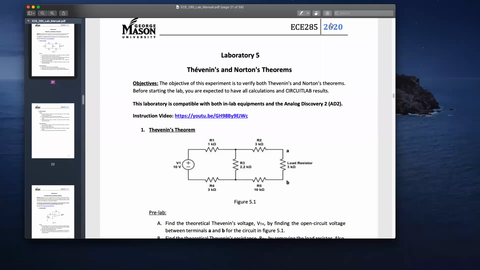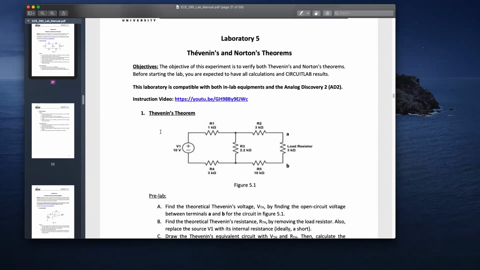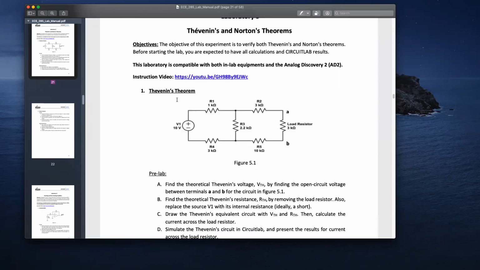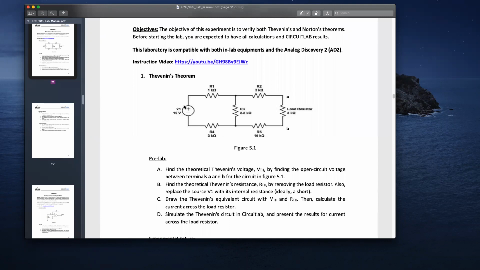Hi, I'll go over lab 5 of ECE 285, which is regarding Thevenin's and Norton's theorem. Part 1 is about Thevenin's theorem and part 2 is about Norton's theorem. Part 1 is going to be the voltage drop and part 2 is going to be the current. I'll show you my circuit.